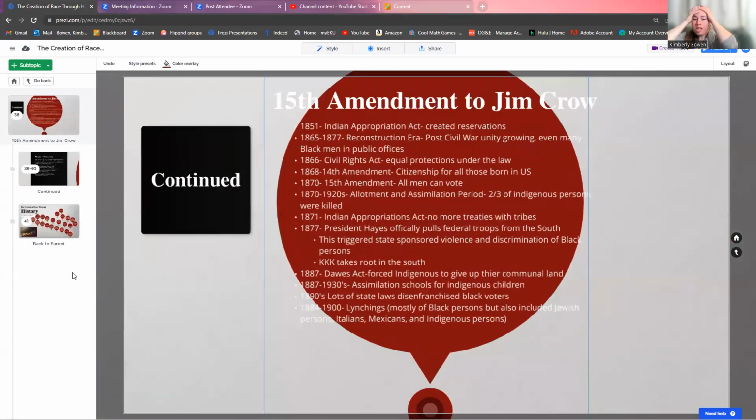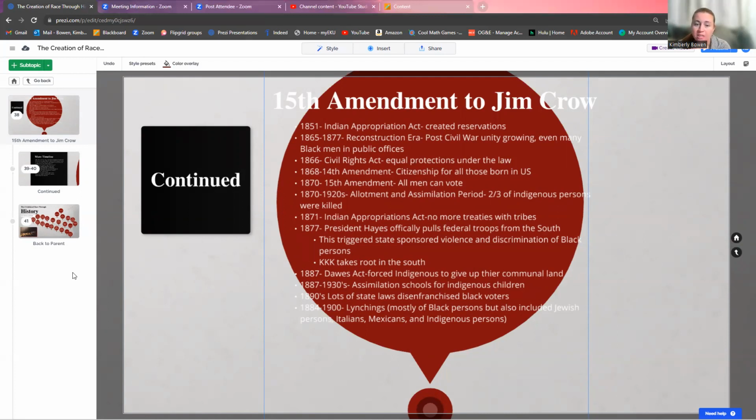All right. Again, we're going to do a little bit of a timeline, and then we'll get into some things a little more specifically. In 1851, we had the Indian Appropriation Act, which created those reservations. Again, in 1865 to 1875 was considered the Reconstruction era, or the post-Civil War era, where they were trying to grow unity and even had many Black men in public offices. And as that power was starting to get shifted, there was very much some really awesome legislation that happened, but also some pushback to that legislation. And we're going to talk about that as we move forward.